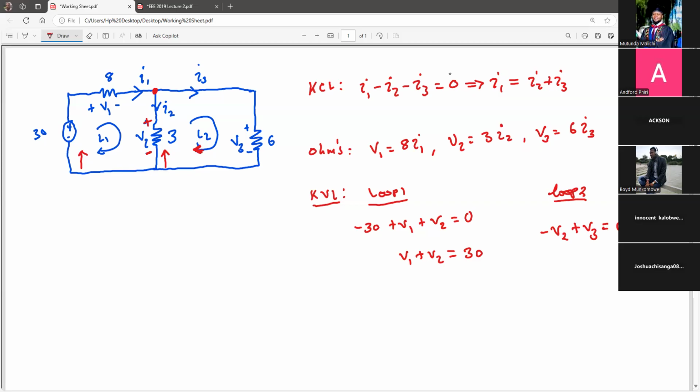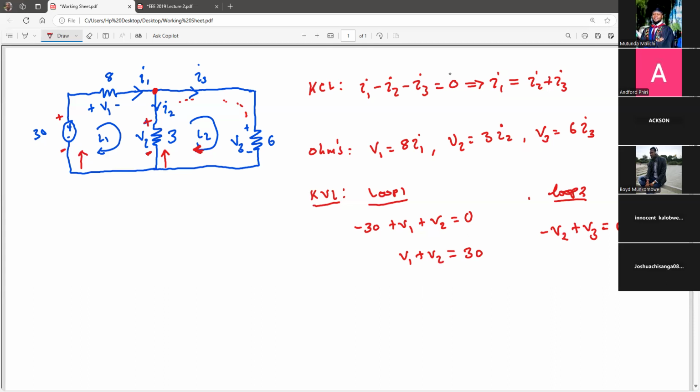We said negative 30 because the terminal we encounter first there is the negative terminal. The positive terminal is up there. So even as when you go to loop 2, the terminal we encounter first on V2 is the negative terminal. And then as we go around like that, on V3, we encounter the positive first. That's why we are saying negative V2 plus V3 equal to 0. Is that okay? Yes, sir.